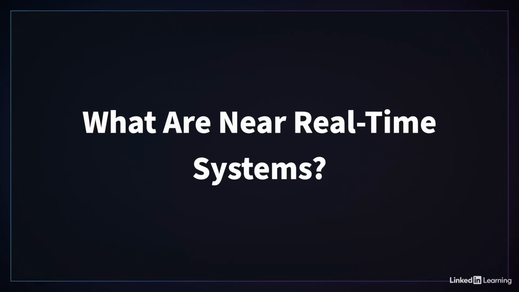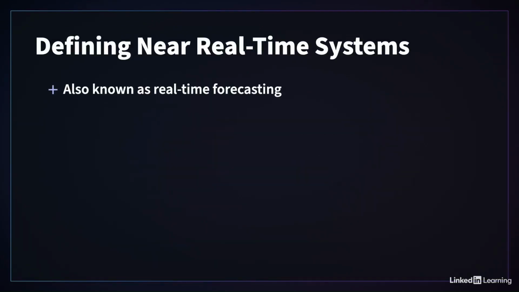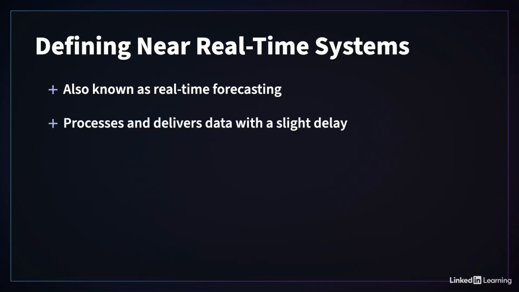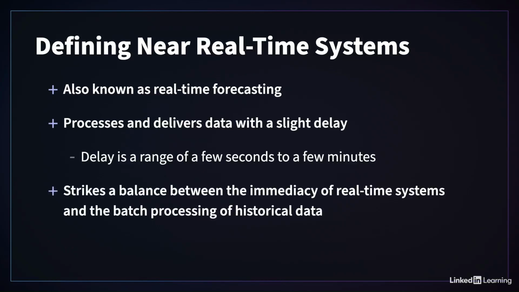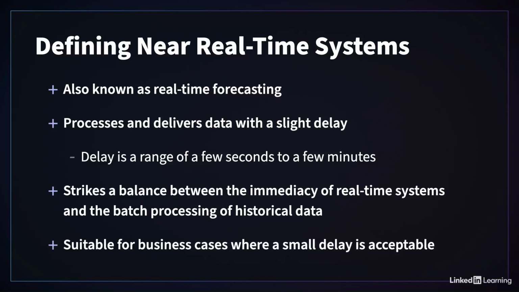powerful approach that can be sufficient for many business needs. First, let's define what we mean by near-time. A near-time system processes and delivers data with a slight delay, typically ranging from a few seconds to a few minutes. It strikes a balance between the immediacy of real-time systems and the batch processing of historical data. That makes near-time systems very suitable for many business cases where a small delay is acceptable.